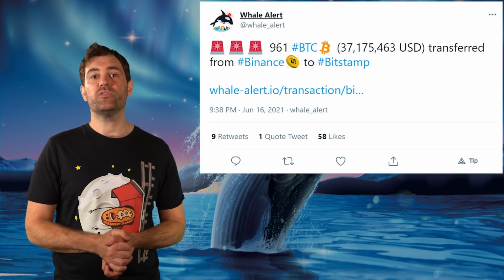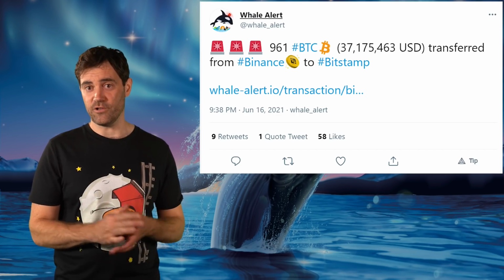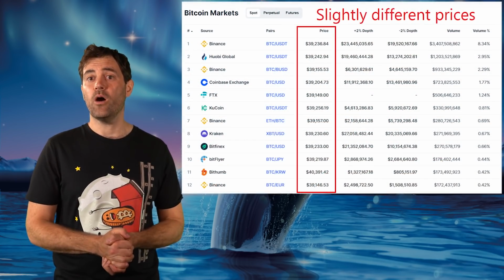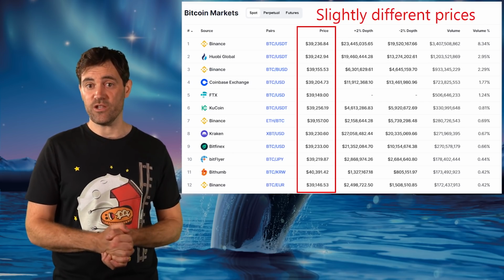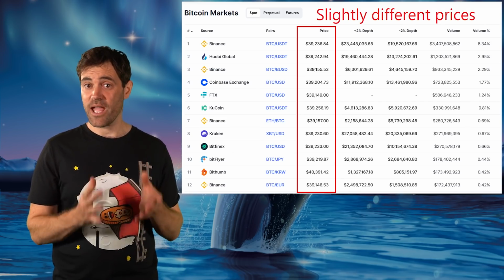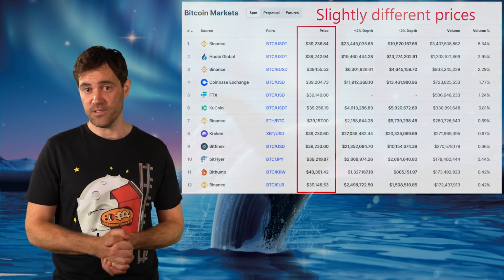If you're wondering what those exchange-to-exchange whale movements are all about, the answer is arbitrage. In other words, a whale is taking advantage of a small difference in price between two exchanges, and because they have so much capital, that small difference offers a sizable return in dollar terms.